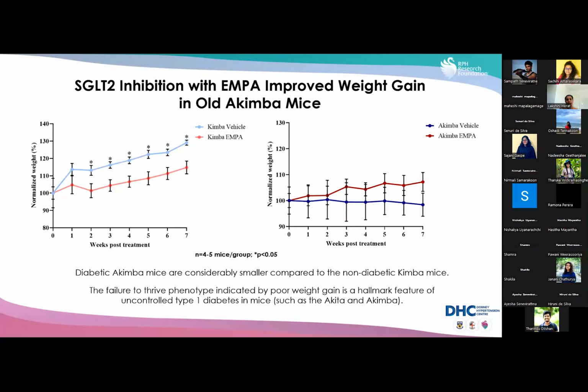Again, we looked at the body weight data of the Kimba and Akimba mice. In the Akimba mice, indicated by this dark blue continuous line, you can see these mice are considerably smaller when compared to the Kimba mice, indicated by the red color and the light blue line in the left-hand panel. So again, these diabetic animals do show a phenotype of poor weight gain, which is a hallmark of uncontrolled type 1 diabetes. And this was improved with the treatment of EMPA, as indicated by the dark red line in this panel here. Although it is not significant, this was a very important finding to show that these mice do not become frail over the experimental period.